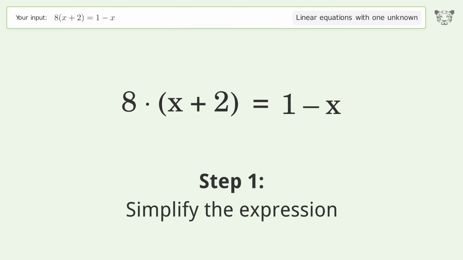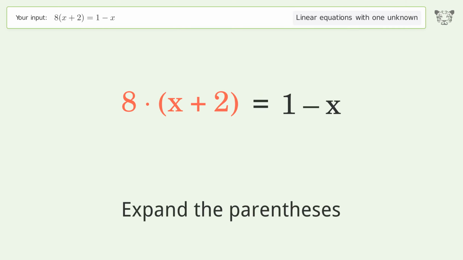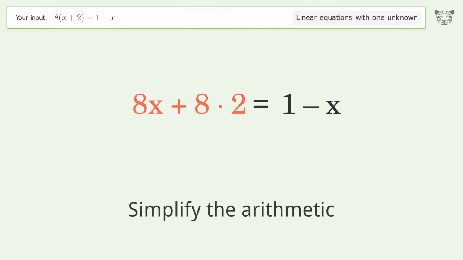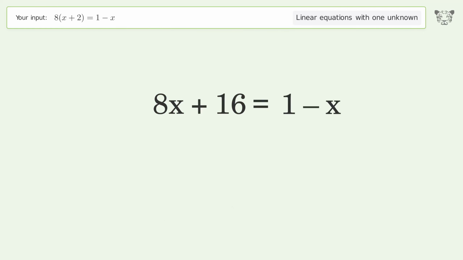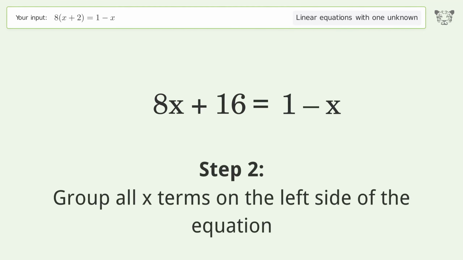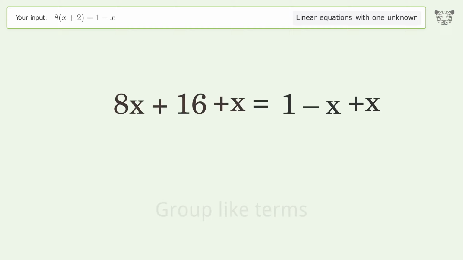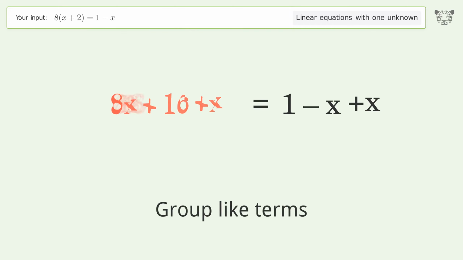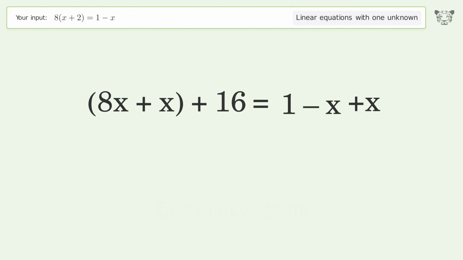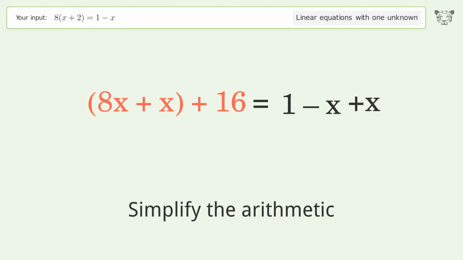Simplify the expression. Expand the parentheses. Simplify the arithmetic. Group all x terms on the left side of the equation. Add x to both sides. Group like terms. Simplify the arithmetic.